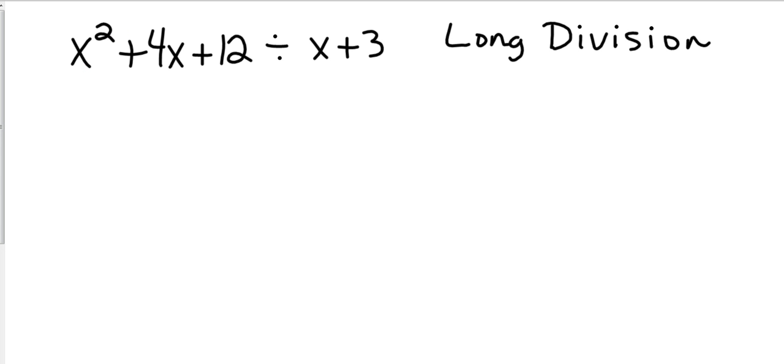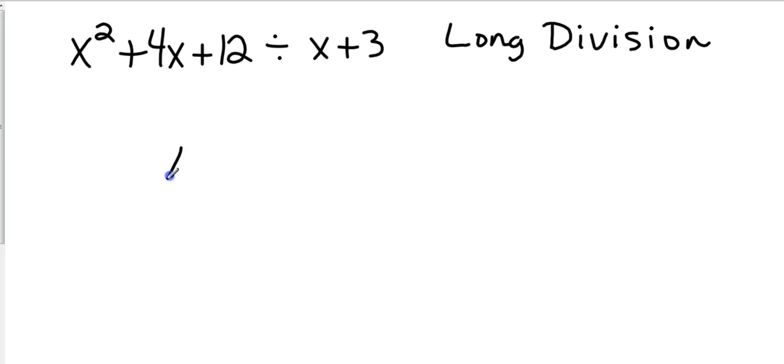Okay, our final one will be x squared plus 4x plus 12 divided by x plus 3. They're going to ask you to do some old school long division. And I know everybody's excited about that right now. You're probably jumping out of your seats, ready to go. So let's take a look at this.